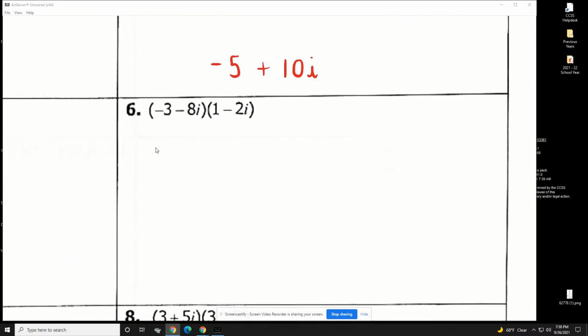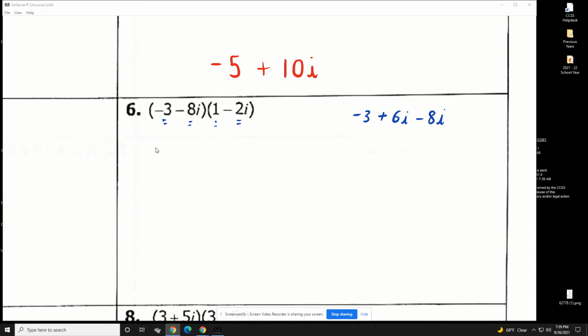All right, next one. We're supposed to distribute. -3 times 1 is -3. -3 times -2i, negative times negative is positive. 3 times 2 is 6. And no variable times i is i, so positive 6i. Then we're going to switch over here to -8i times 1. Well, -8i times 1 is -8i. That's pretty easy.